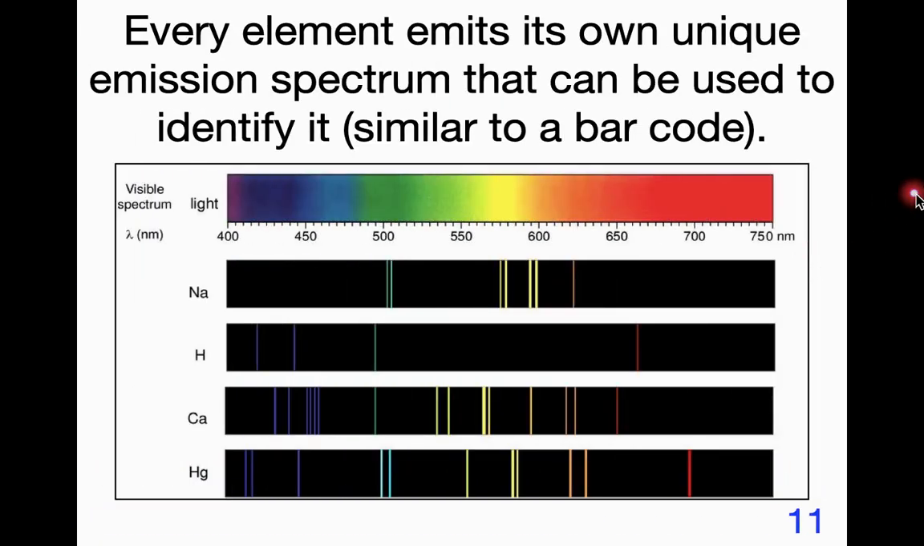Every element emits its own unique emission spectrum that can be used to identify it, similar to a barcode. So here are 4 elements: sodium, hydrogen, calcium, mercury. If you were to take any one of these elements and vaporize it so that it's a gas and then pass electricity through it, it would give off a certain color. But if you pass that color through a spectroscope or a prism, it would break it apart into its components. And each one of these elements has its own unique pattern of light, which is an amazing thing.